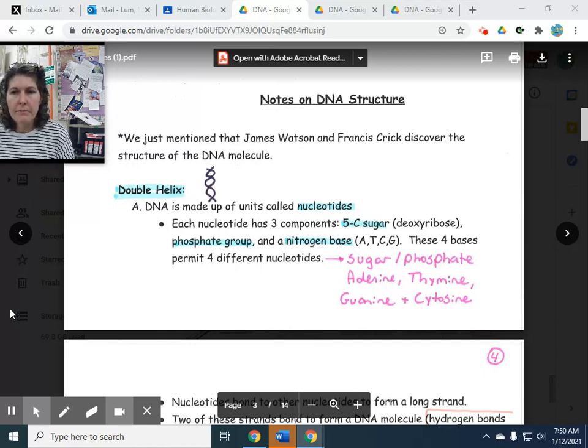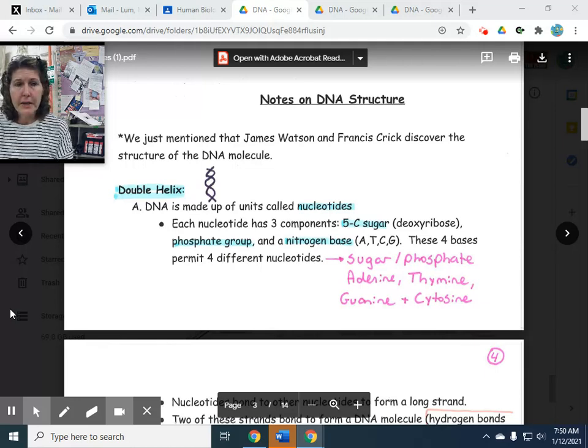Still, it's made up of a sugar. Here, this is a 5-carbon sugar. We talked about it a little bit yesterday with the 5' end and 3' end. My sugar in DNA is deoxyribose. Even if you don't know what deoxyribose is, it ends in -ose, so you should realize that ending gives you a sugar. We're going to have a phosphate group, and we're going to have one of 4 nitrogen bases in DNA: adenine, thymine, cytosine, and guanine.